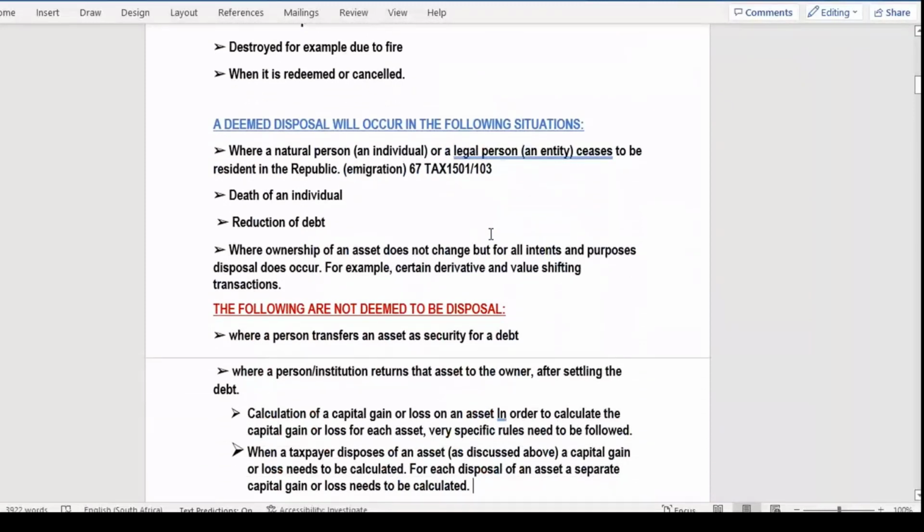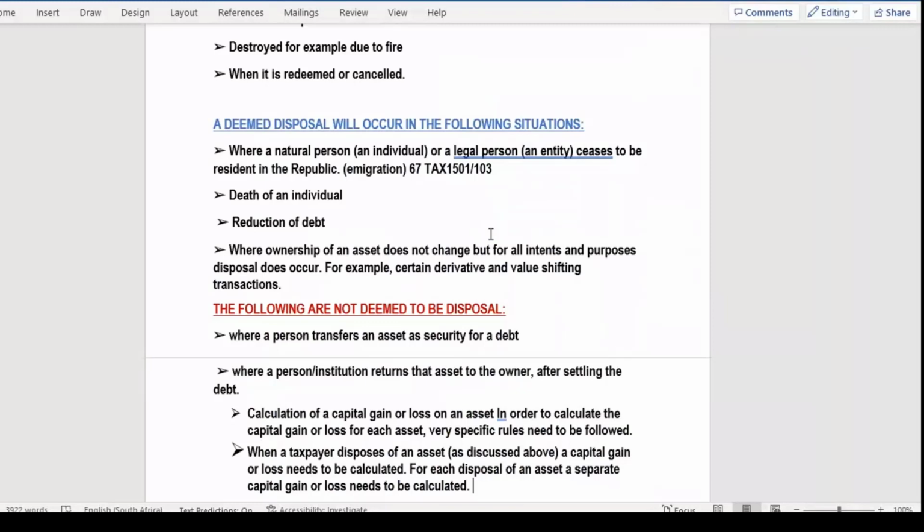The deemed disposal will occur in the following situations: where a natural person or individual or a legal entity ceases to be a resident in the Republic, according to the Immigration Act, in terms of TAX1501 under Tutorial Letter 103. Bear in mind that previously we dealt with a resident person and a non-resident person. I think it was in Learning Unit 4, if I'm not mistaken, or 3. So that definition would still continue when we do a deemed disposal under the CGT.